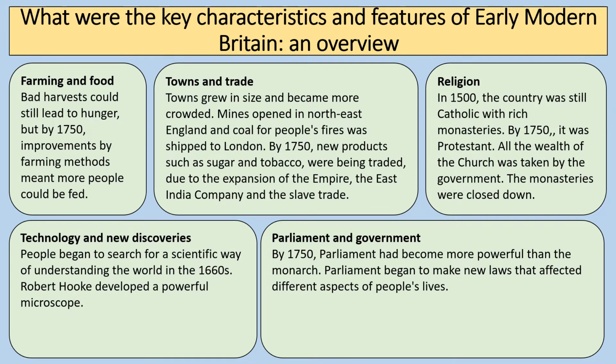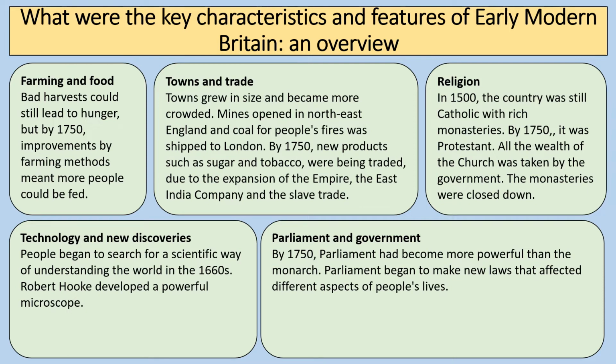Towns and trade, so towns grew in size. London became huge, the largest city in Europe during this time period. Mines opened in the northeast and created coal for people's fires, so there's more trade going on. There are new products. This is the time period where European countries begin to colonize parts of America. We know, unfortunately, about the transatlantic slave trade. This brings new products over to Britain during this time period, such as sugar and tobacco, and other things that are seen as exotic during that time, like tomatoes and chilies and things like that.